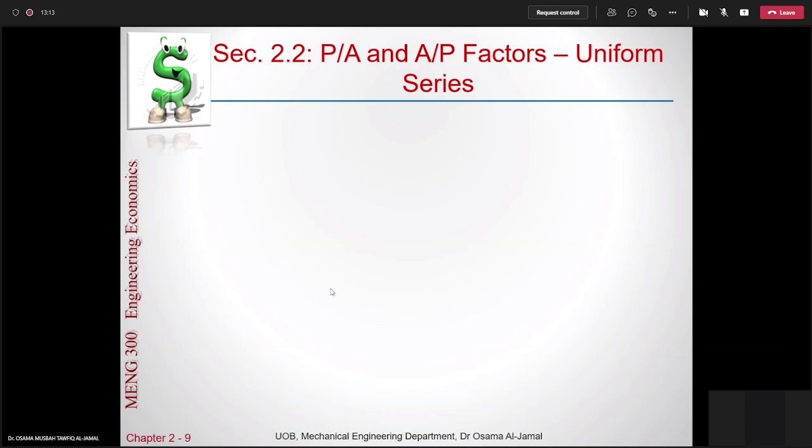Before doing this, can any one of you tell me what is the condition for an annuity? Remember, for that annuity we have 3 conditions. What are those conditions?